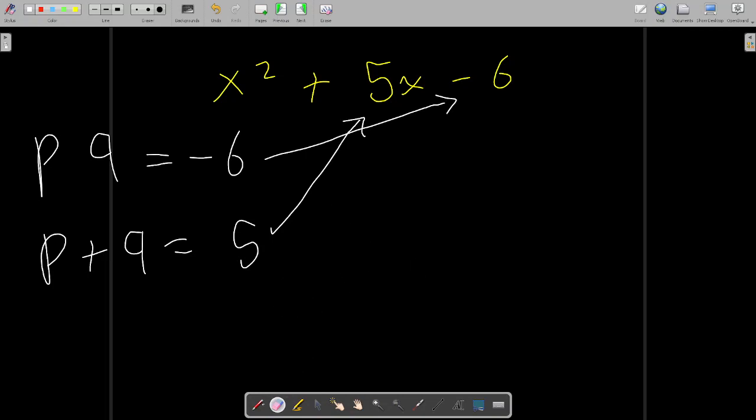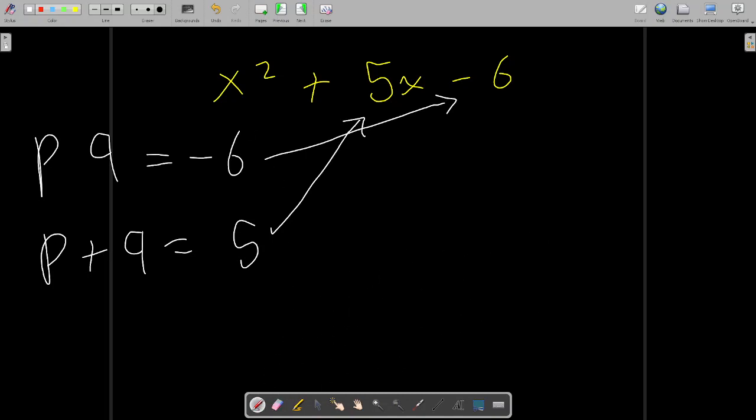Now, the two values are 6 and negative 1. 6 multiplied by negative 1 is negative 6, and 6 minus 1 is 5. So these are going to be the two answers.